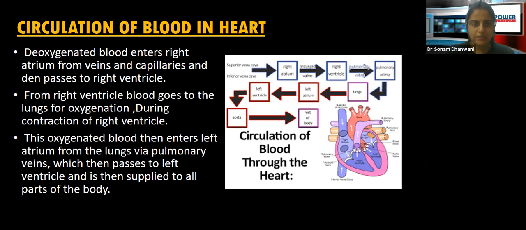All right, are we clear with this? Right atrium में deoxygenated blood आता है, वहां से right ventricle में जाता है. Right ventricle से the blood goes to the lungs for the process of purification. ठीक है, purify होने के बाद purified blood, that is oxygenated blood, will enter the left atrium. वहां purified blood जाएगा left atrium से left ventricle में जाएगा, and then from there it will get supplied to the other parts of the body. All right, are we clear with this?